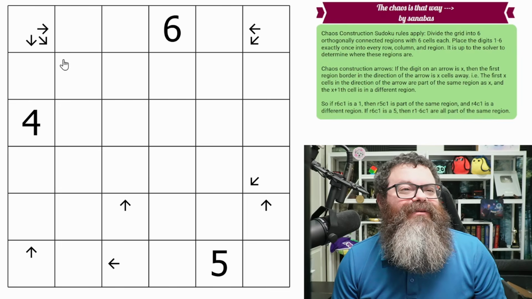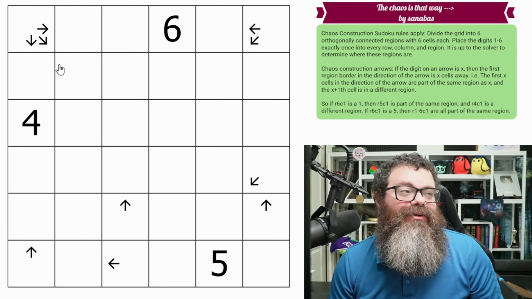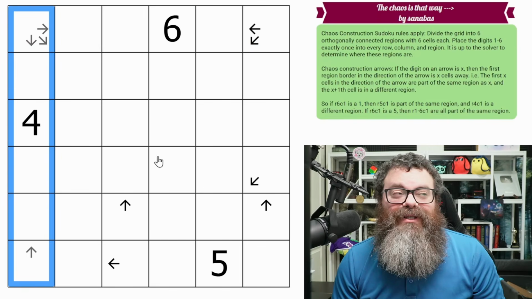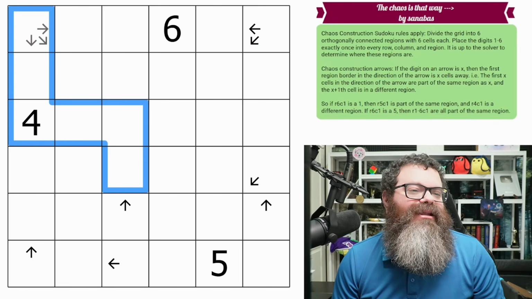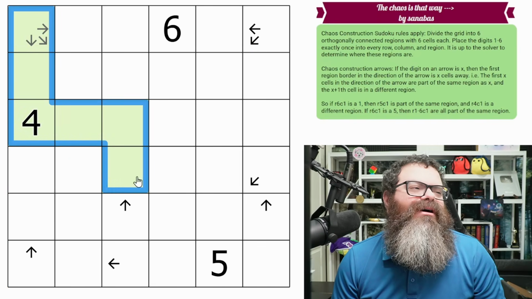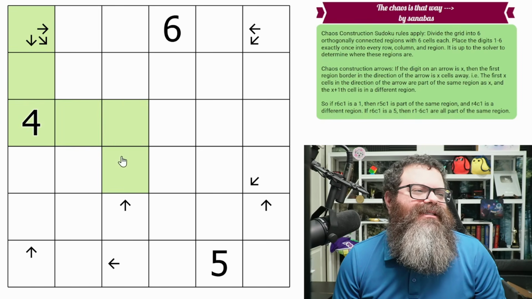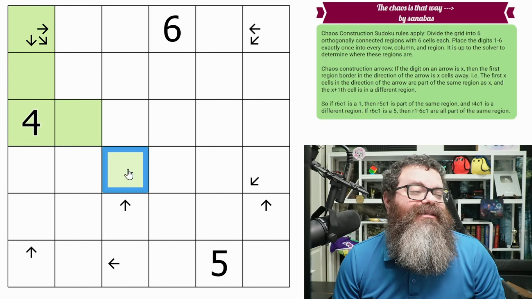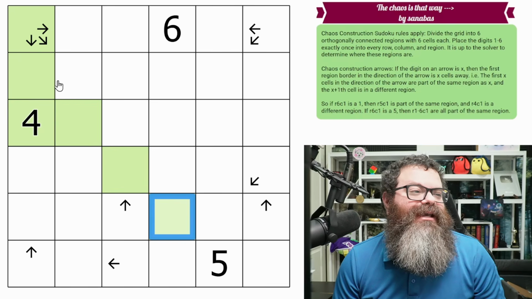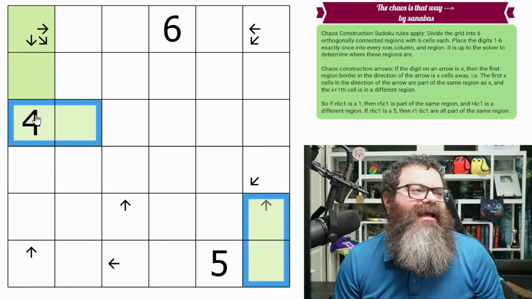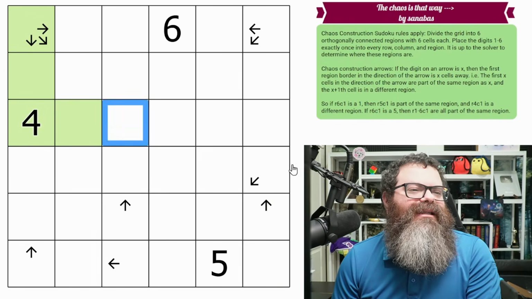So we have chaos construction 6x6 Sudoku rules. In each row, each column, we're placing the digits 1 to 6 once each. And there's also hidden regions in the grid. The regions are connected orthogonally, meaning they share an edge. So this is connected orthogonally. This is not orthogonally connected. We can't just sprinkle that way. We definitely can't make an isolated island over here that happens to be the same region as that. They have to be connected.